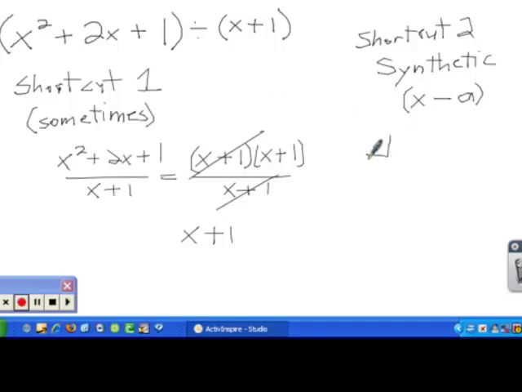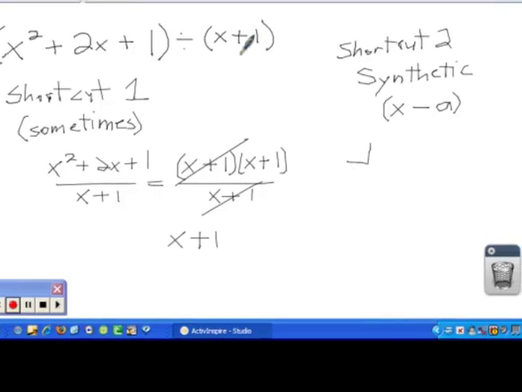You draw a box, and whatever number you see here, since I'm supposed to have a minus here, if I don't have a minus, then I have to think of my a as being negative. So I can actually think of this as x minus negative 1. Now I can use synthetic division, and my a is actually going to be a negative number. Basically, the shortcut is whatever sign you see here, put the opposite in your box.